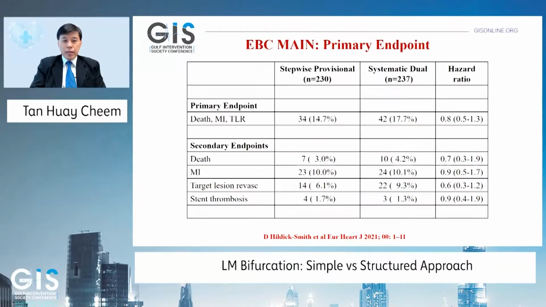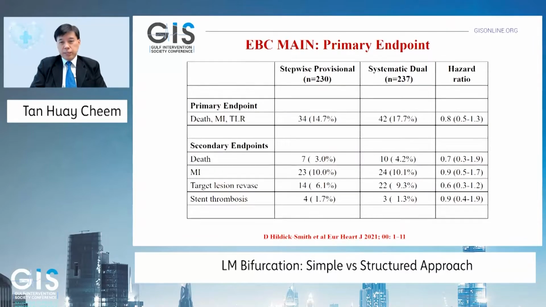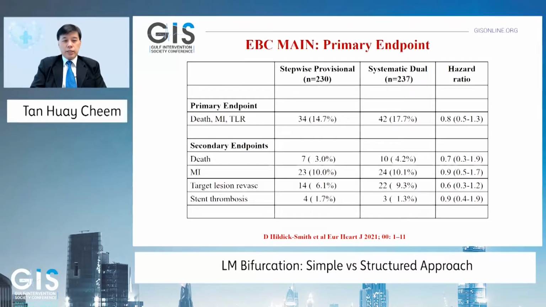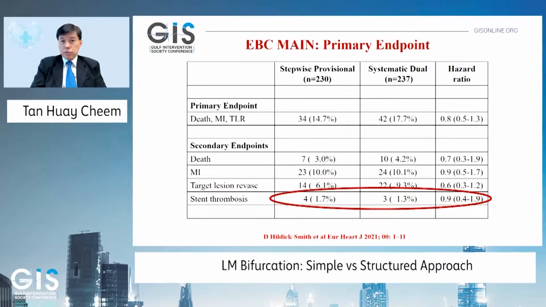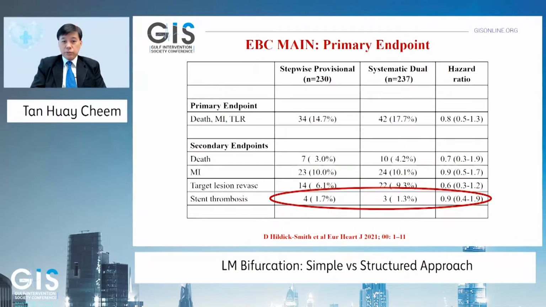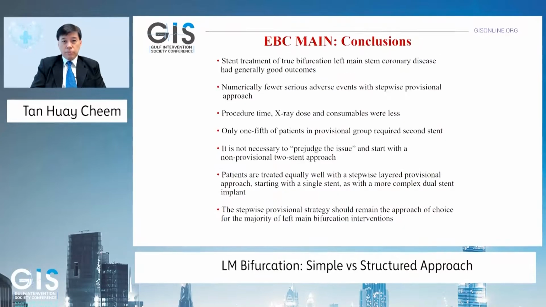When we look at the primary endpoint here, there's actually no difference between the stepwise provisional approach versus the systematic dual approach with regard to death, myocardial infarction, or target lesion revascularization. The stent thrombosis in both arms is also very low at 1.7 versus 1.3%. So the conclusion from the EBC MAIN was that the stent treatment of true bifurcation left main disease generally had good outcomes. There were few adverse events. Procedural time, X-ray dose, and consumables were also less in the provisional approach.